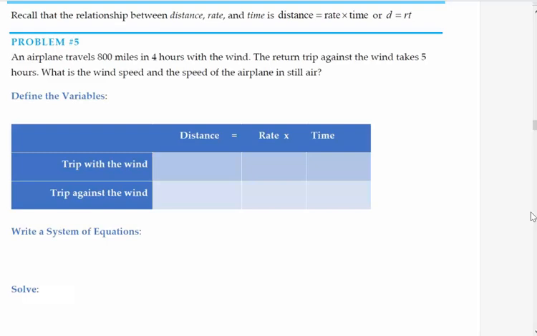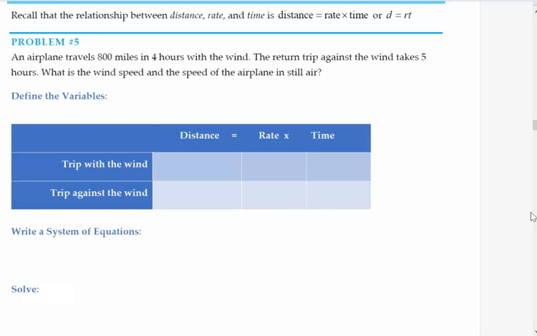All right, on this one, we've got an airplane travels at 800 miles in 4 hours with the wind. The return trip against the wind takes 5 hours. What is the wind speed and the speed of the airplane in still air?